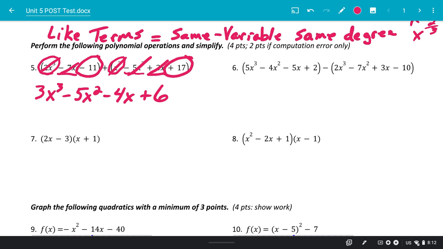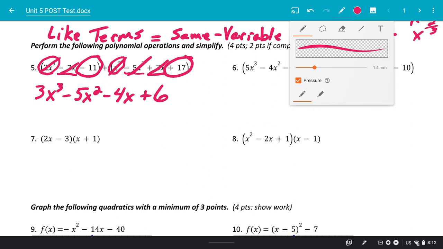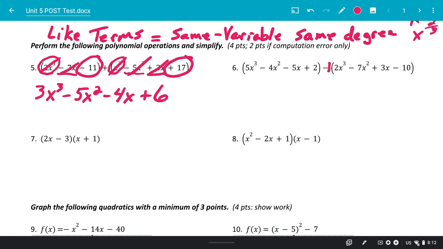The next one is subtraction. Look at that subtraction sign. We talked about that being a negative 1. And since it's a negative 1, I can distribute that to be now negative 2x cubed plus 7x squared minus 3x plus 10.